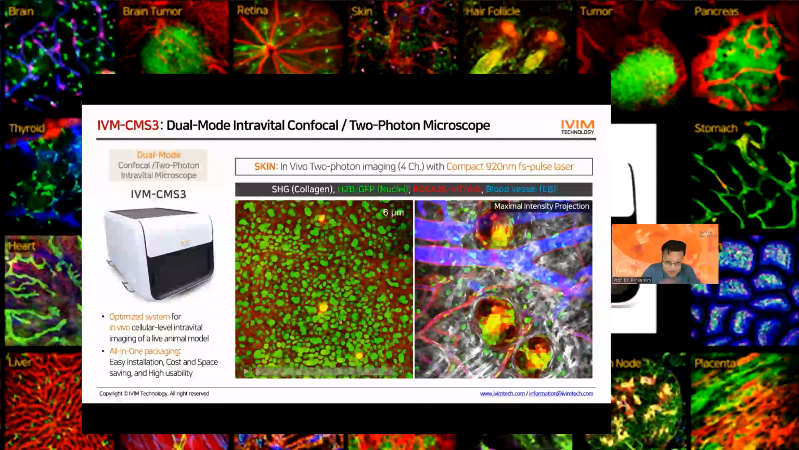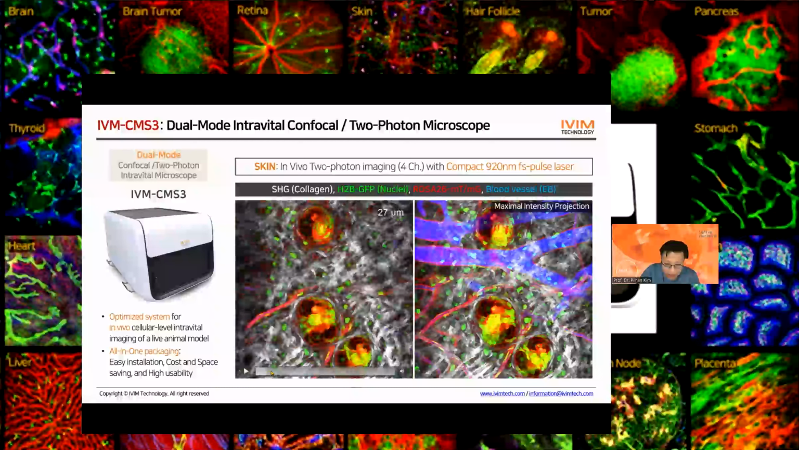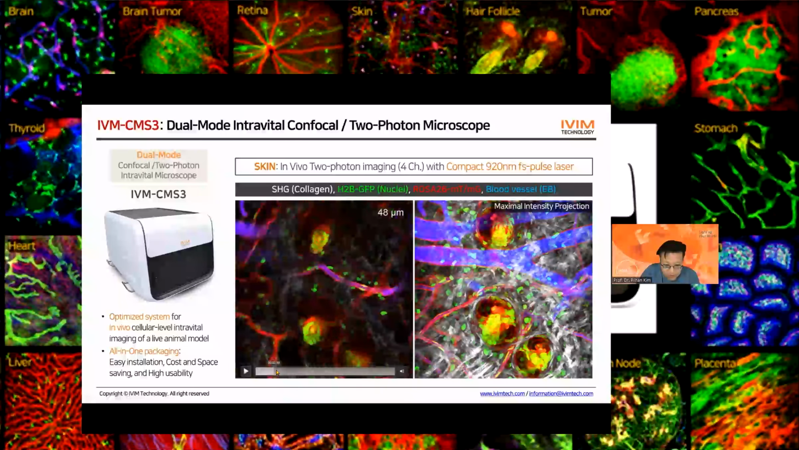So we can see many cell nuclei in here. And if we go deeper, this is the dermal collagen in the dermis. And then you can also start to see the hair follicle in here. And if we go deeper, then we start to see the capillaries like this, and then more, and the hair follicle. And if we go deeper, like this, okay?